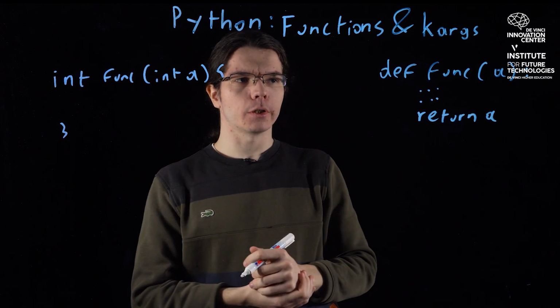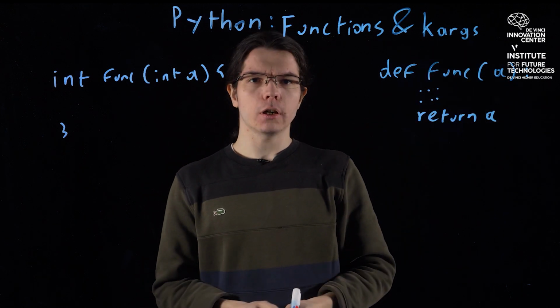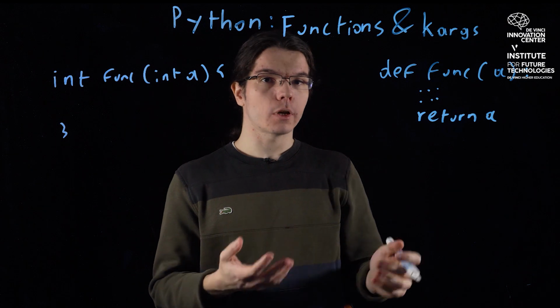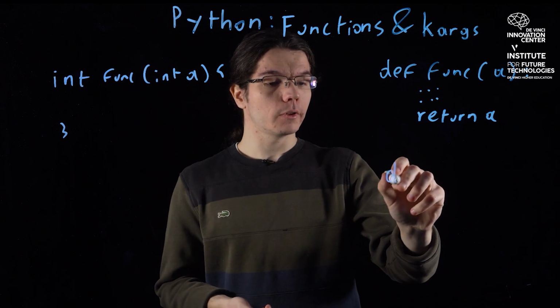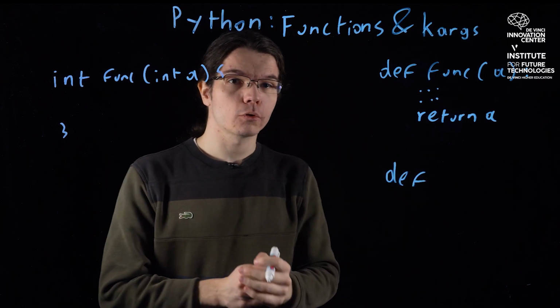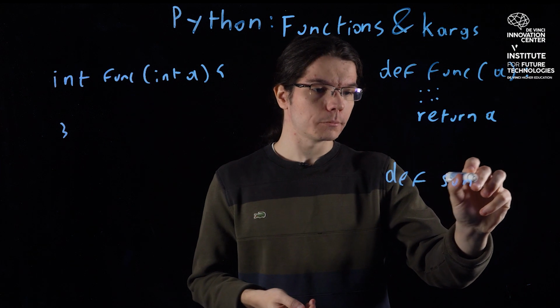Now, an important thing we are going to see in Python is called the *args arguments. The *args arguments are very interesting when you have a function and you do not know how many arguments you want to give. So, for example, let's say I have a function and I want to sum all the arguments I give to that function. So let's call it sum.